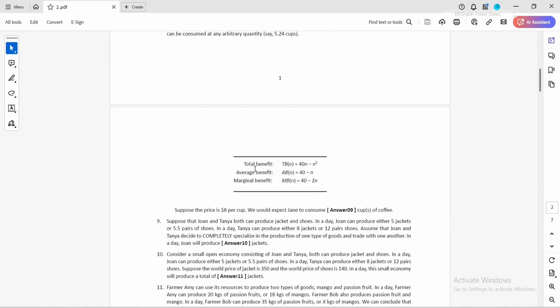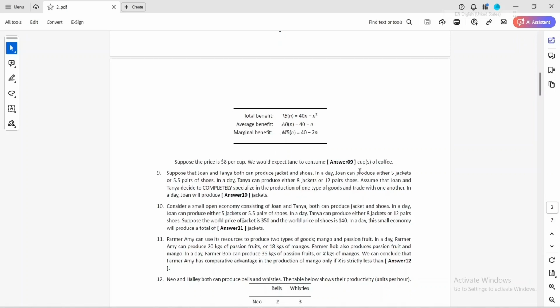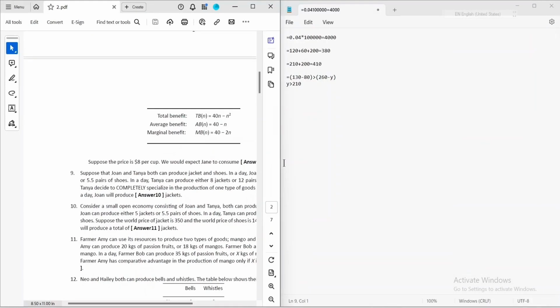Okay, so in this question, you are given three curves, three equations: total benefit, average benefit, and marginal benefit. These two curves, total benefit and average benefit, are irrelevant because we are asked to calculate the number of cups of coffee, and you are given the marginal cost. So to get the optimal quantity, you simply have to equate marginal cost equal to marginal benefit. So let's do this.